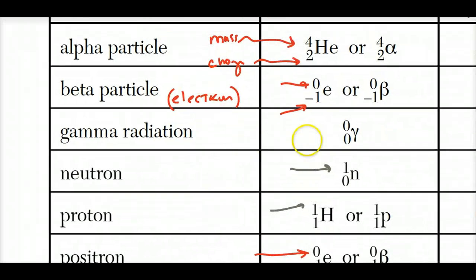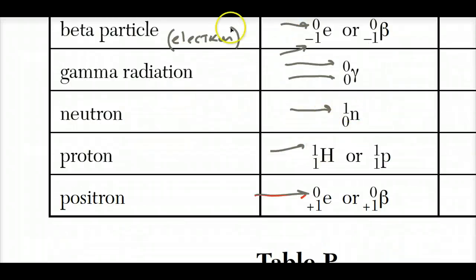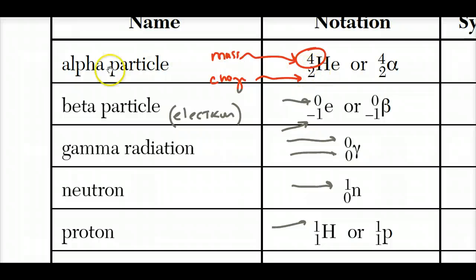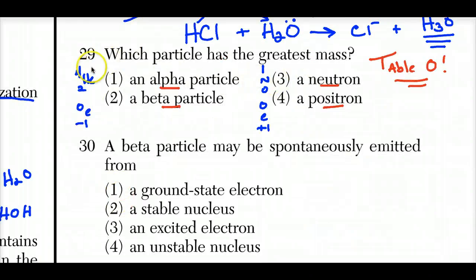Gamma radiation, as an aside here, has no mass and no charge. So of the particles given, the alpha particle has the greatest mass because it's made of 2 protons and 2 neutrons. And since protons and neutrons have the same mass, it gives you a total mass of 4. So the particle with the greatest mass is the alpha particle. And that's why alpha particles, compared to beta, gamma, or positron, are a safer type of nuclear reaction, because they go slower and penetrate less because of their heavy, large size. So from table O, the one with the greatest mass is the alpha particle, choice 1.